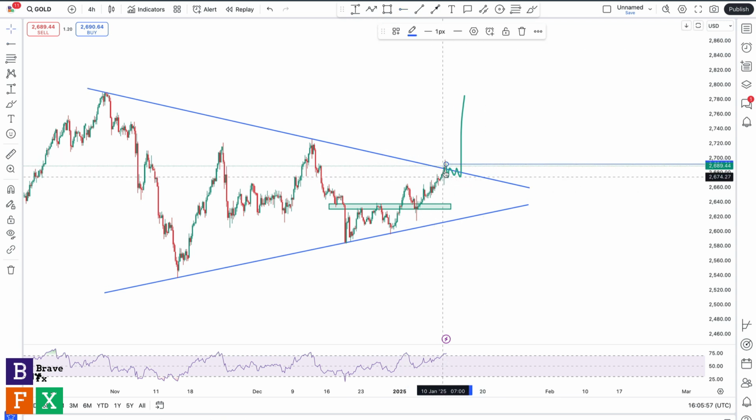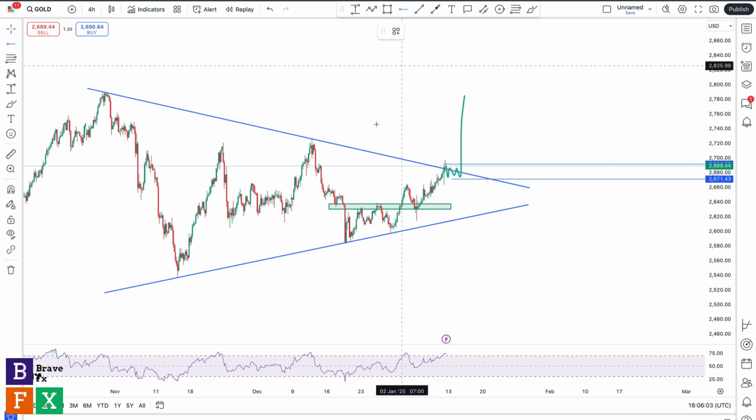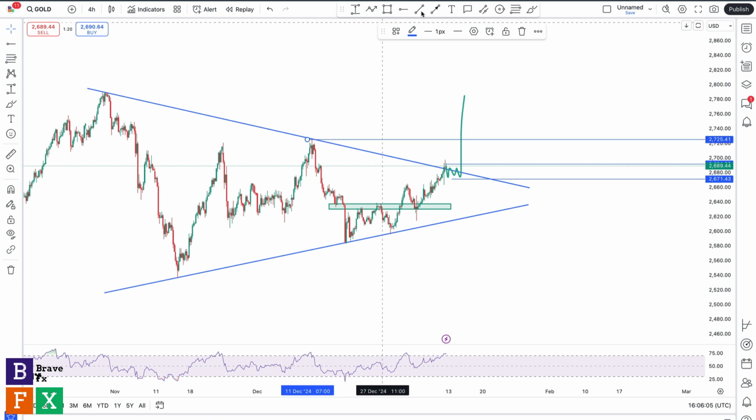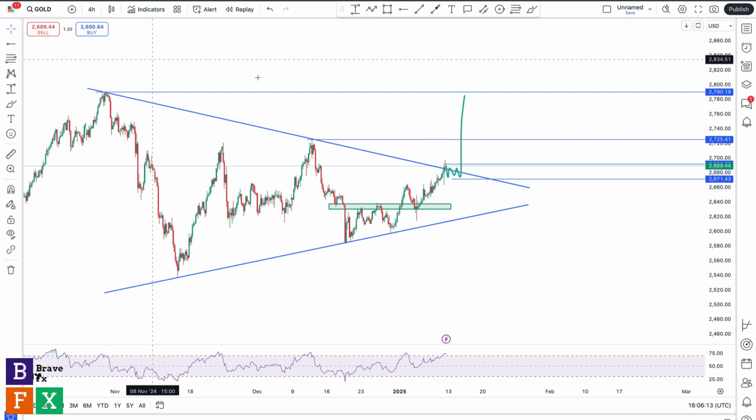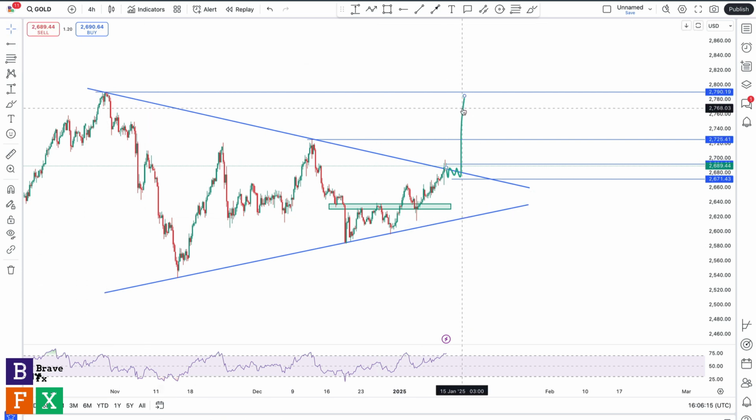So when we get this consolidation, we get a good breakout to the upside. My stop loss is going to be underneath the consolidation. First take profit target is still going to be around these highs. Second one is going to be around these highs, while I trail the rest of my positions as we go higher.